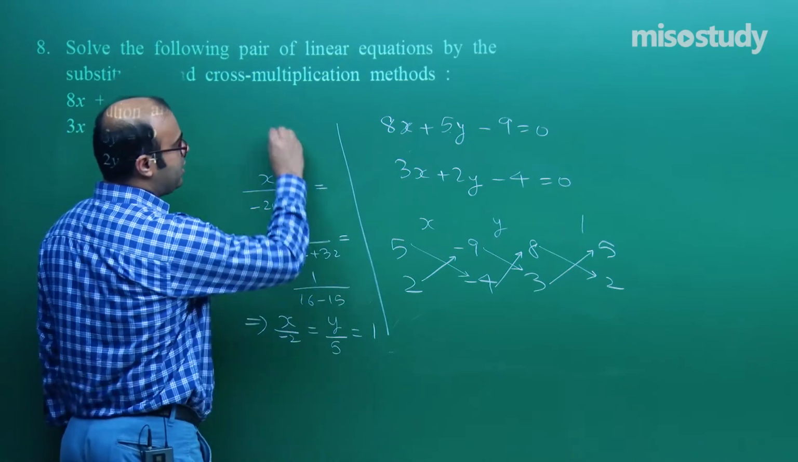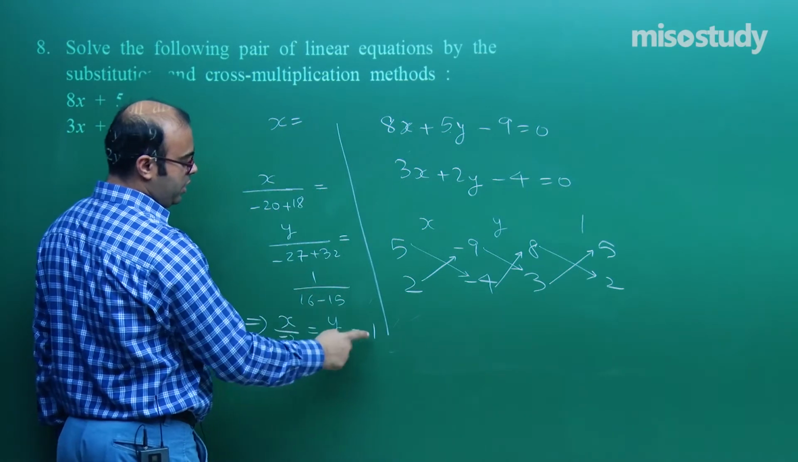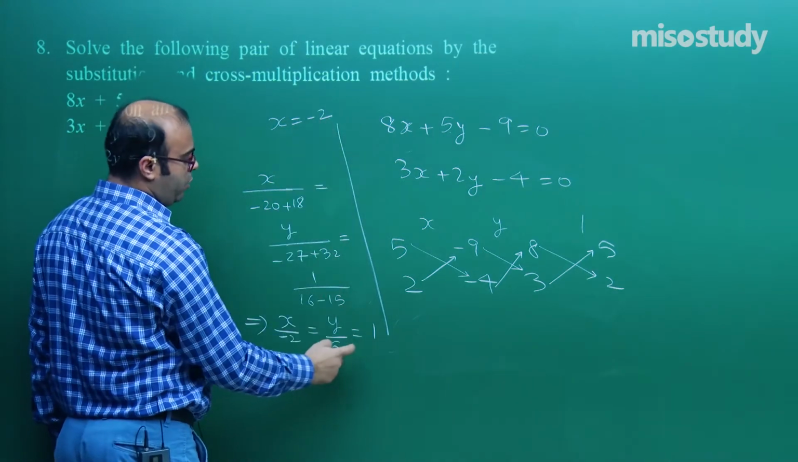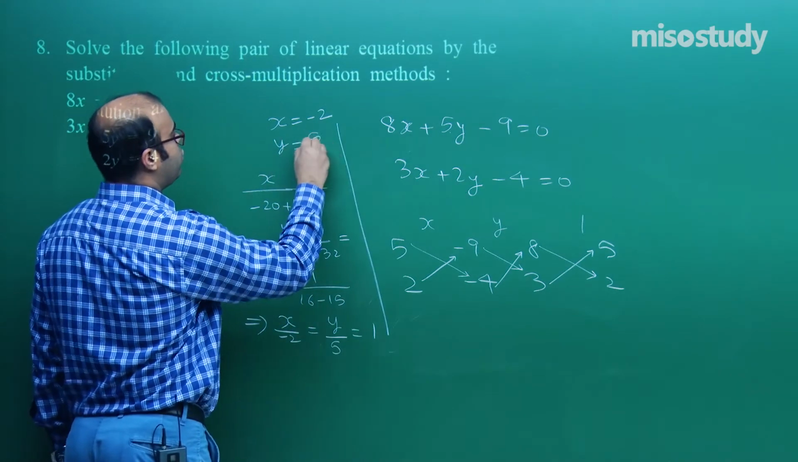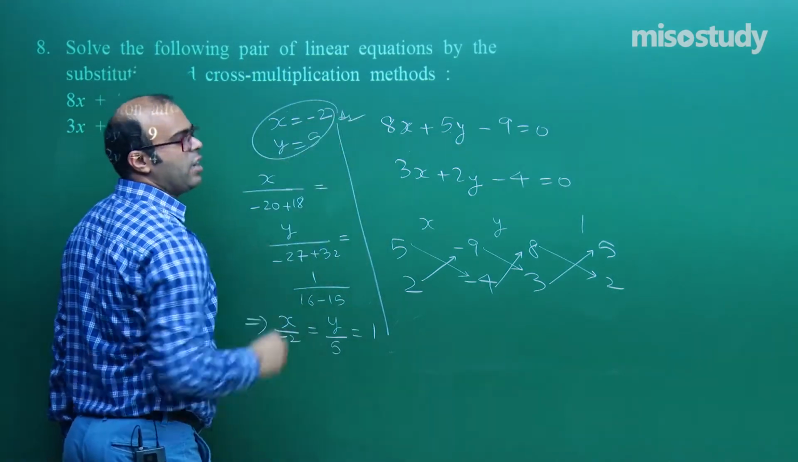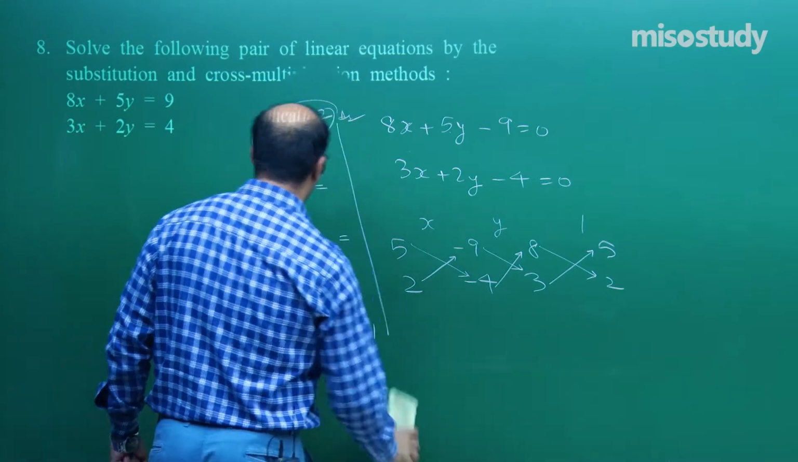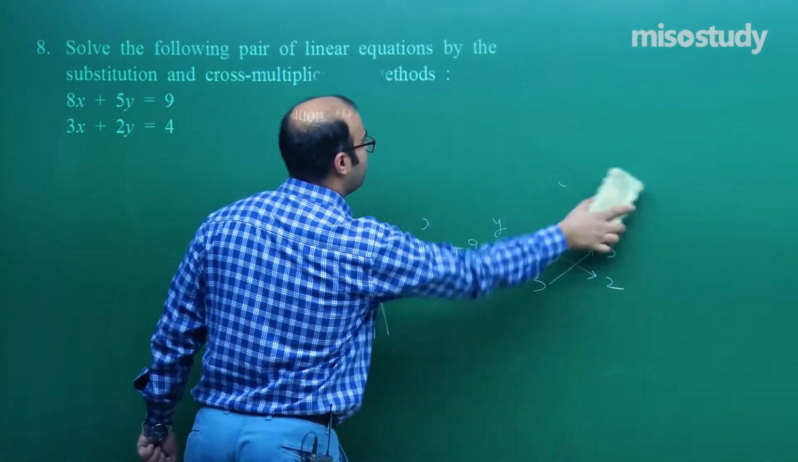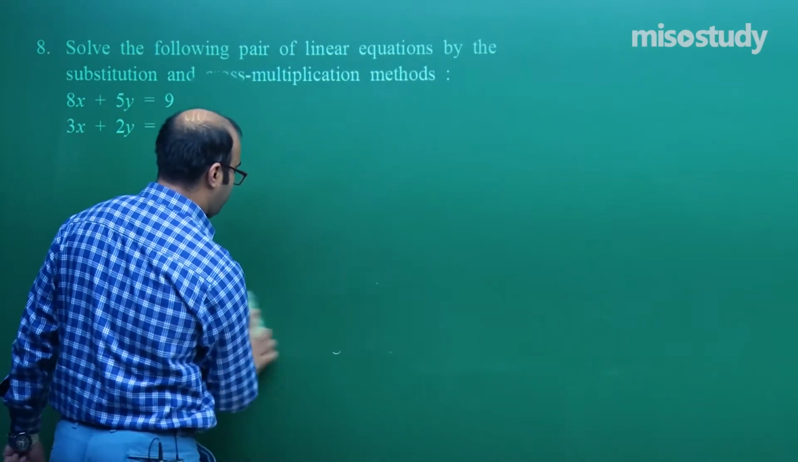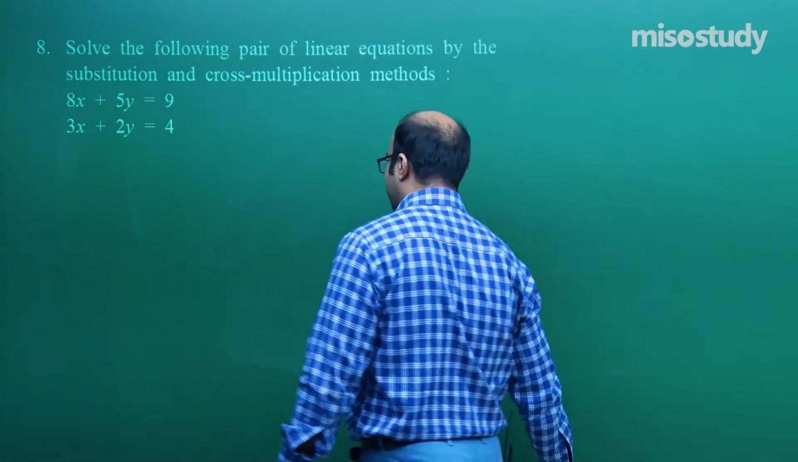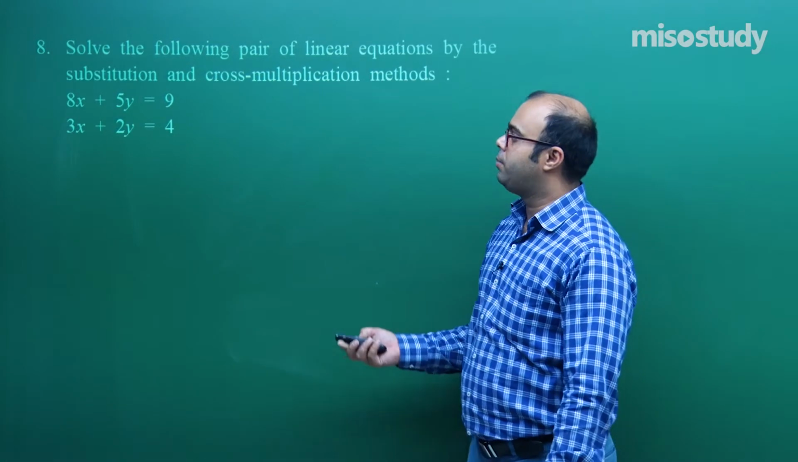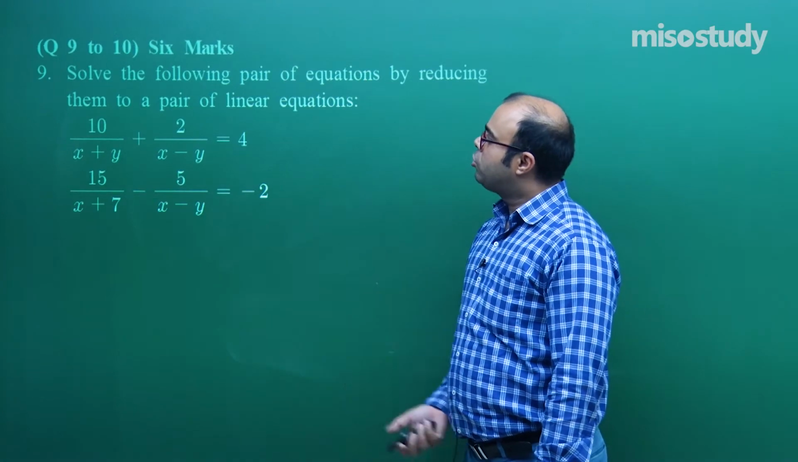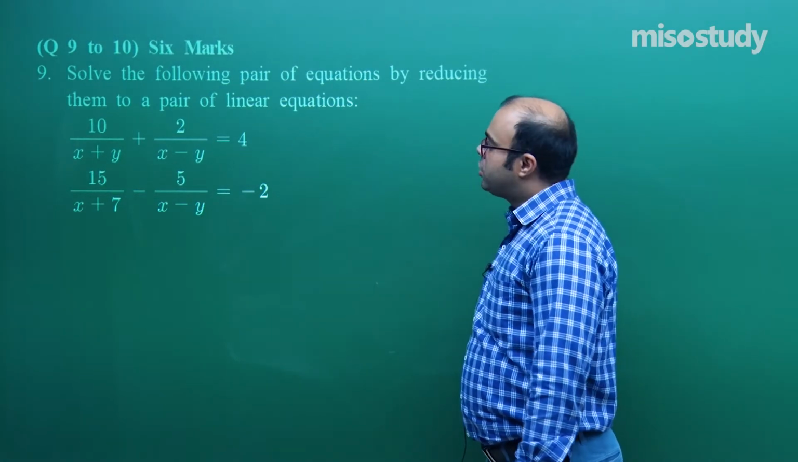So finally x is equal to, when we equate this with this, minus 2, and when we equate this with this, y is equal to 5. So these are the answers which we get here. So this was also a question which we had to solve by cross multiplication method. So we can solve a question by substitution, elimination or cross multiplication formula. Let us come to this 6 marks question, which is the 9th question.